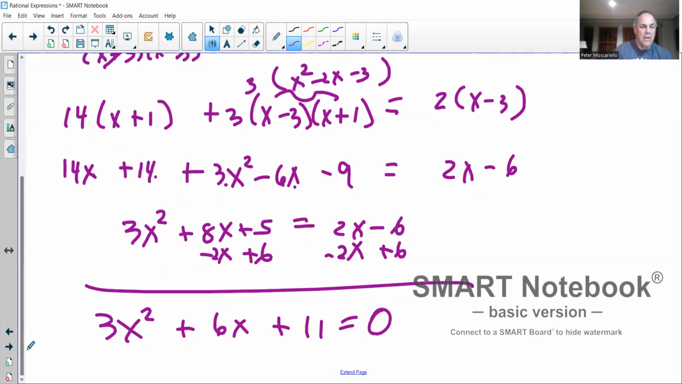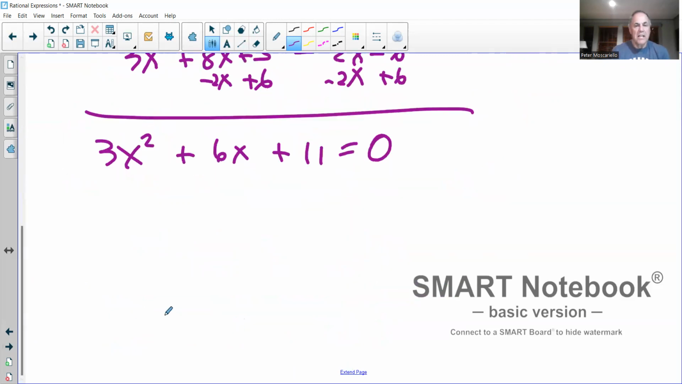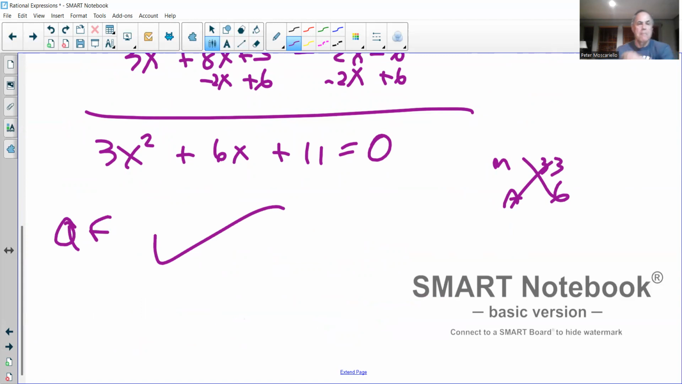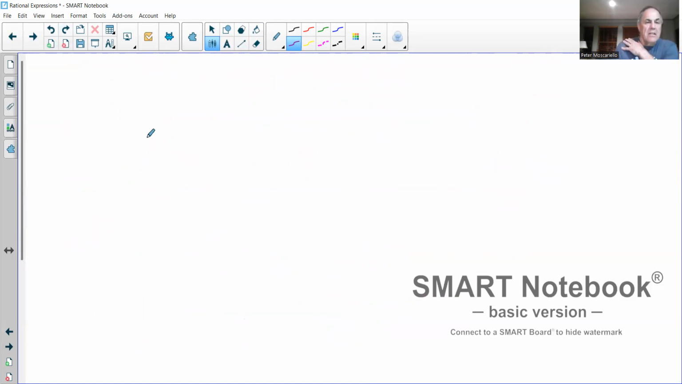We've got to solve a quadratic. Does that factor? Well, multiply to 33, add to 6. I don't think so. So it's quadratic formula. So just do your quadratic formula, and that's it. Okay, let's see if we can get one more.